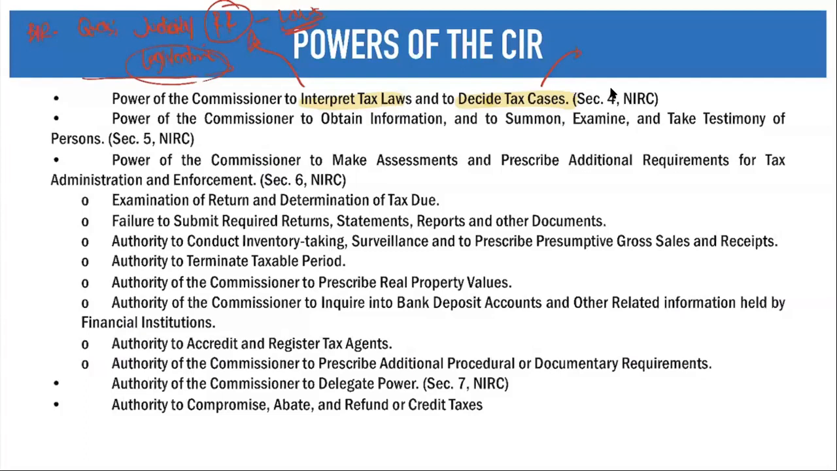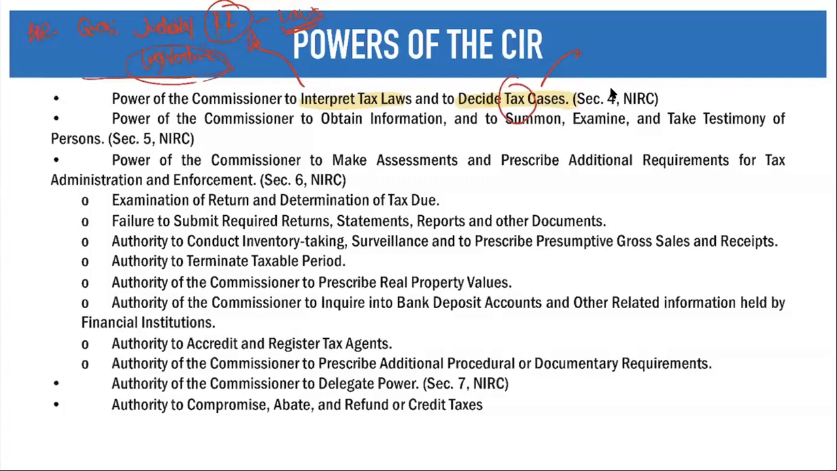How about decide tax cases? As you all know, when we say decisions or judgments, what comes to our mind? It is only the judiciary who has the power to decide or create judgments out of a dispute or controversy. However, the BIR is considered quasi-judicial because they can also decide cases. But in this case, what particular controversy can they only decide? They can only decide tax cases. That's why they are quasi-judicial.